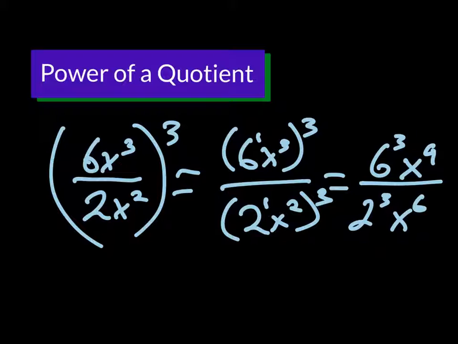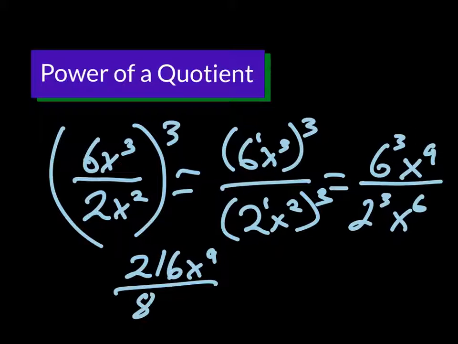Okay, so now we can simplify further. 6 to the third is 6 times 6 times 6, which is 216, x to the ninth, over, and 2 to the third is 2 times 2 times 2, which is 8, x to the sixth. So now we are going to divide and follow the steps for dividing.